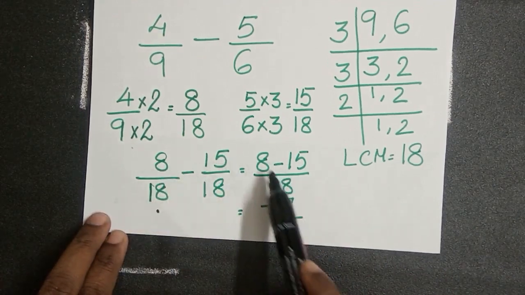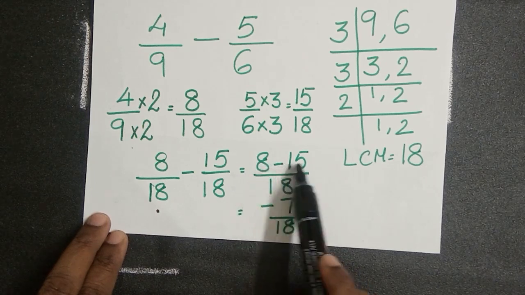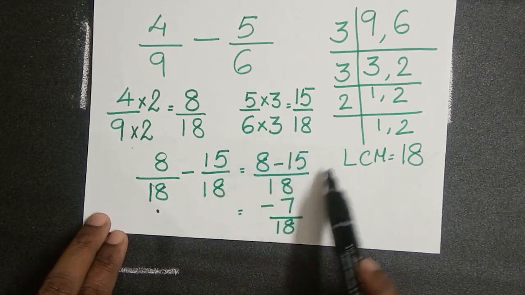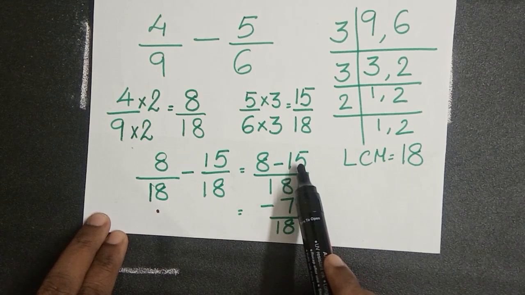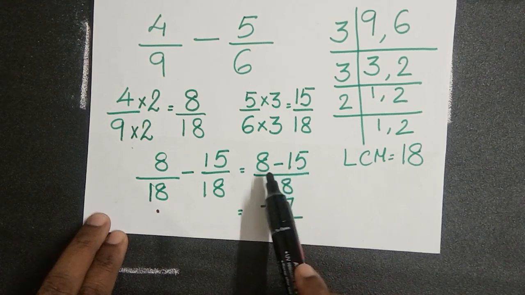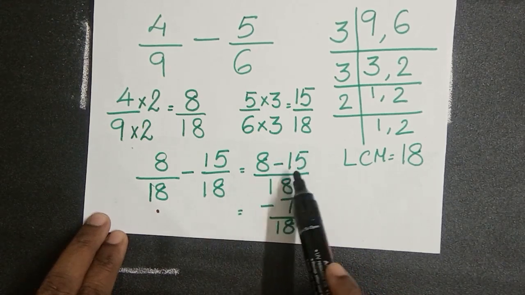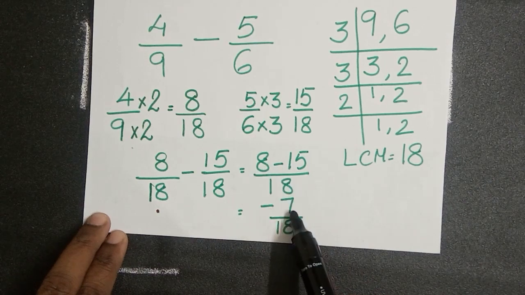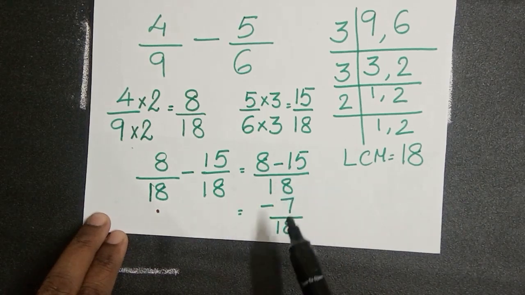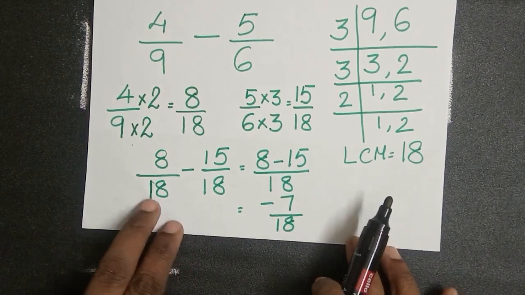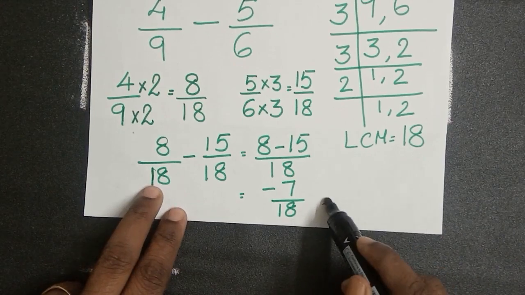Now you subtract the numerators. 8 minus 15. It is integer subtraction. Two numbers with different sign. So what we will get? 15 minus 8 is 7 and give the sign of greater number, that is negative. So you got minus 7 upon 18.